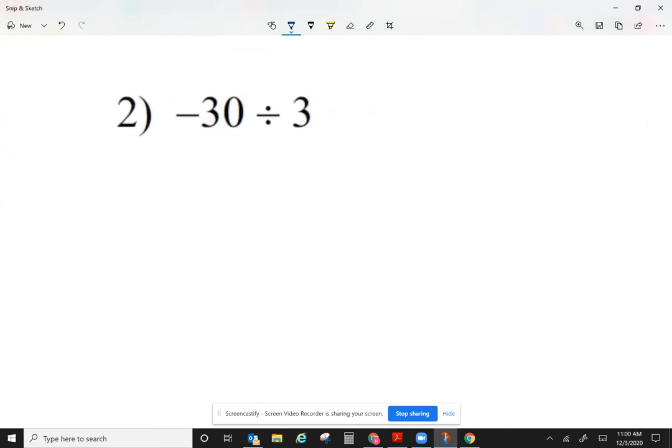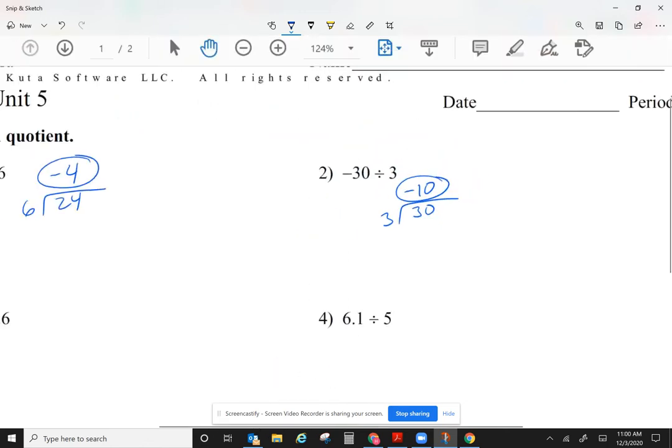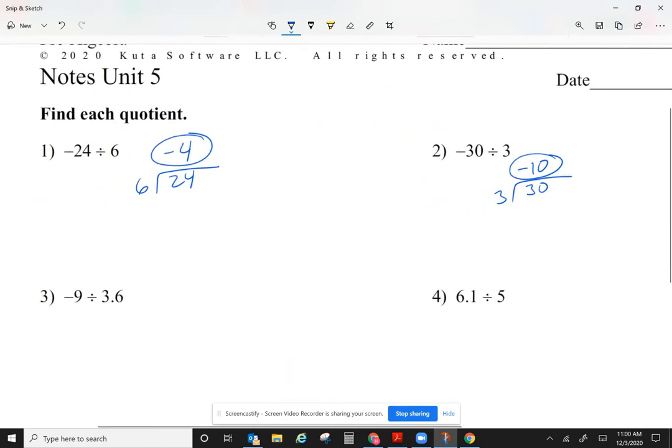Now, looking at this other case, I'm going to say 3. When I multiply 3 by something, my result will give me 30. Right? 3 times what is equal to 30? Well, in this case, 10. 3 times 10 equals 30. And then in this case, negative 10, because my signs were different. So that is how dividing by an integer happens.